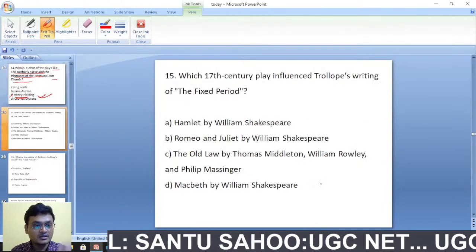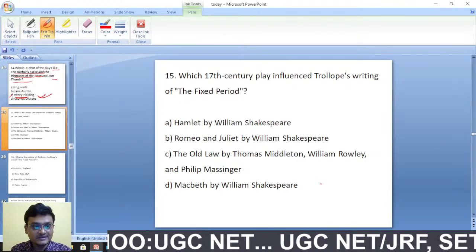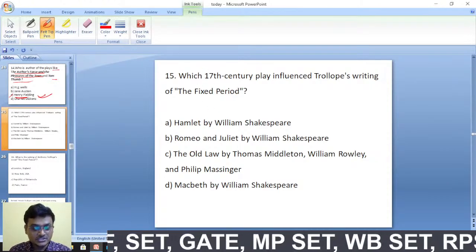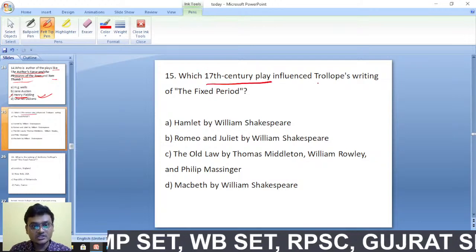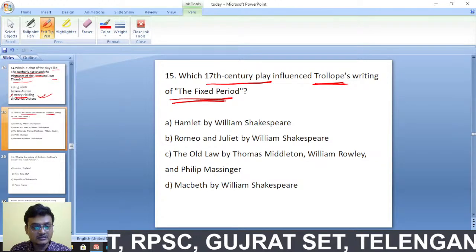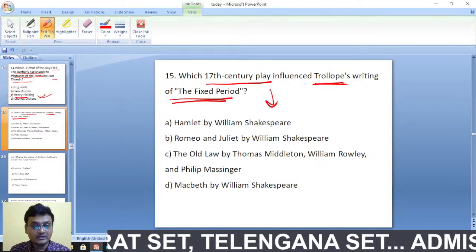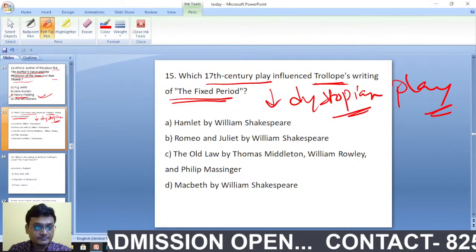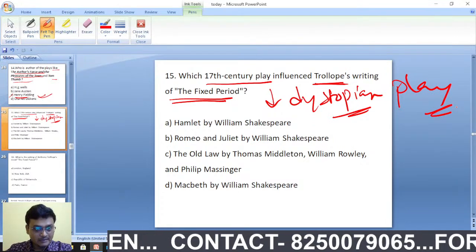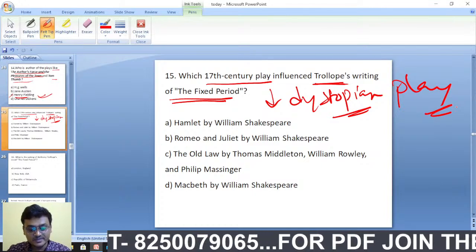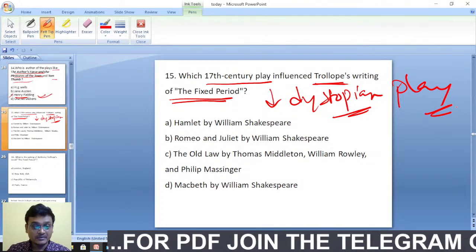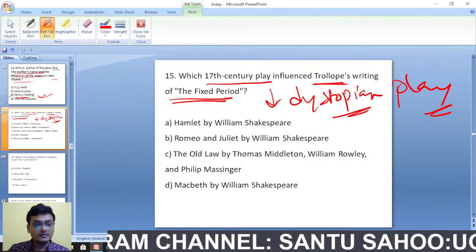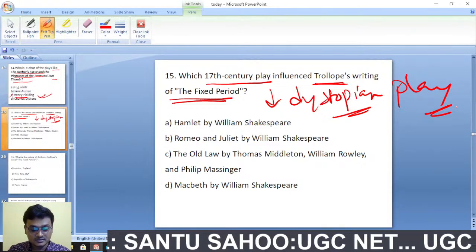Okay, which 17th century play influenced Anthony Trollope's writing of The Fixed Period? This is a dystopian work. The options: Hamlet by William Shakespeare; Romeo and Juliet by William Shakespeare; The Old Law by Thomas Middleton, William Rowley, and Philip Massinger; Macbeth by William Shakespeare.